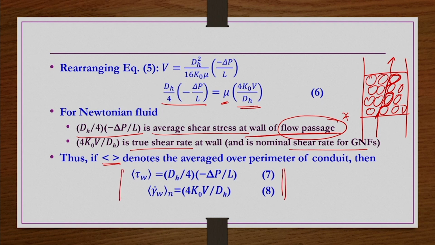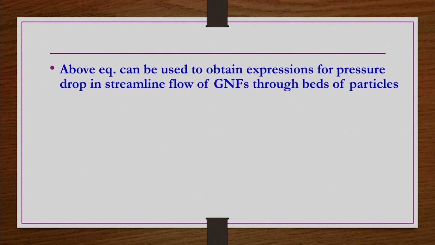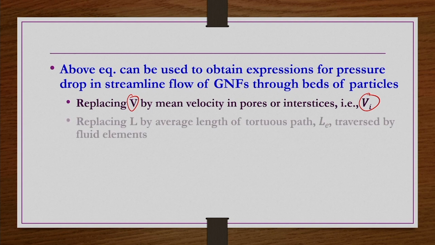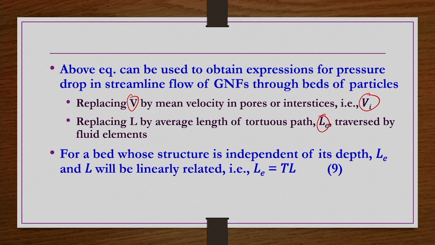So, these two equations we are going to use later on when we do the frictional pressure drop calculations. Now this equation can be used to obtain an expression for pressure drop in streamline flow of generalized Newtonian fluids through beds of particles by replacing V by the interstitial or pore velocity, the mean velocity in the pores or interstitial spaces, Vi, and then replacing L by the average length of the tortuous path Le, and Le is nothing but T multiplied by L, where T is the tortuosity factor.